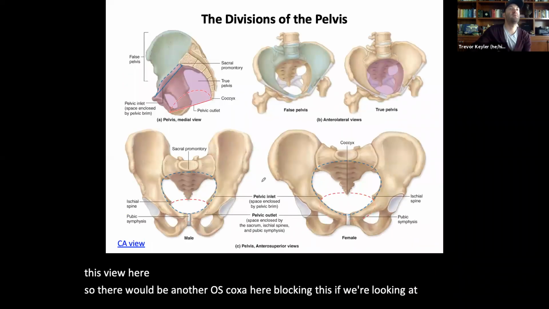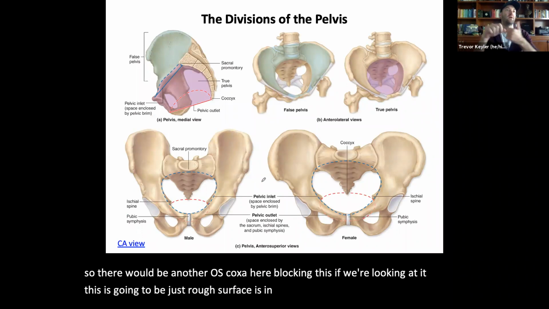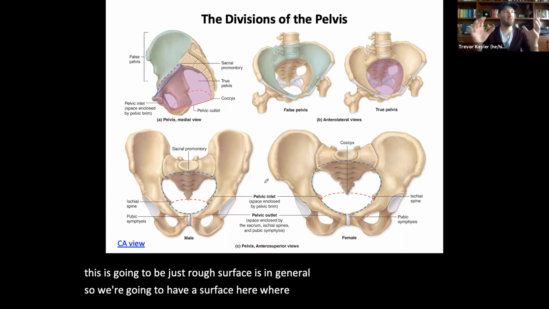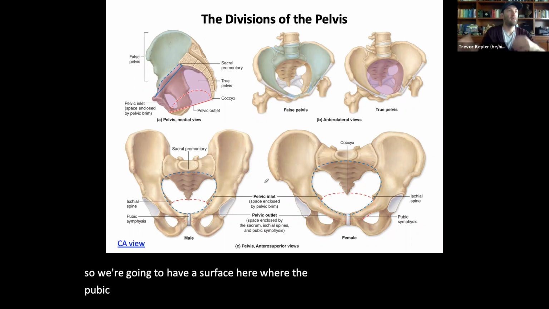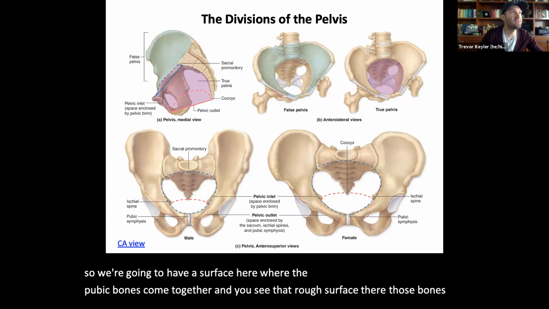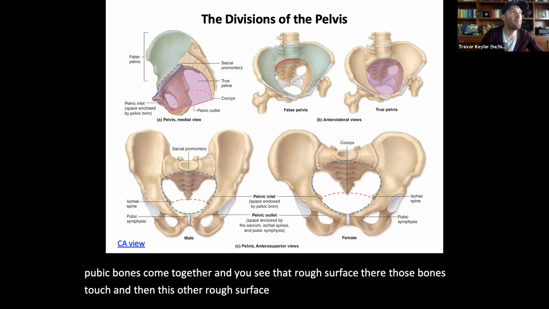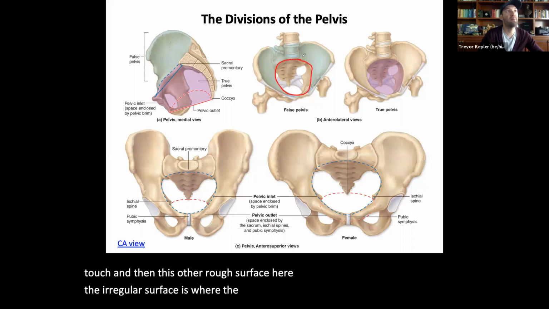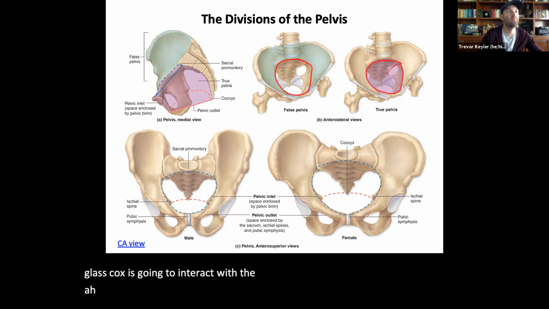There are different divisions of the pelvis. These are pretty easy. We have a false pelvis and a true pelvis. When you put these two os coxa together, they create kind of a bowl, right? You can see this inner rim here. Everything above this rim we call the false pelvis. They're showing that in that light green. The true pelvis is going to be everything below that rim.